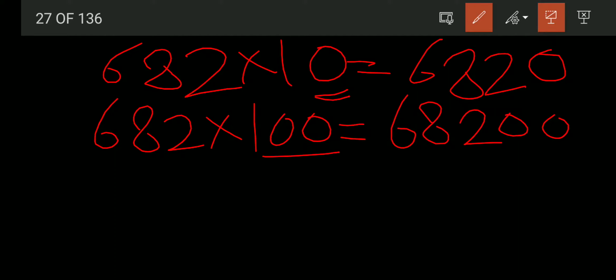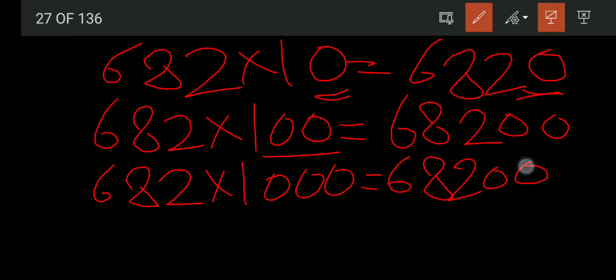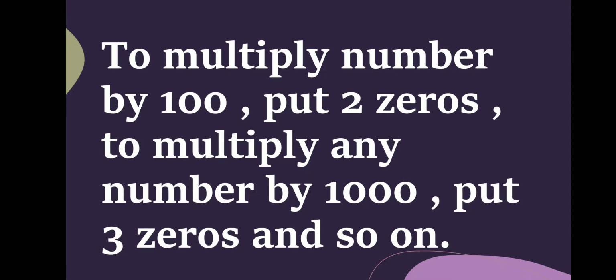A 0 is put on the right side of the number. So again, if you take 682 into 1000, so what would be the product? 682 and 3 zeros. These 3 zeros have been put here on the right side of the number. To multiply a number by 100, put 2 zeros. To multiply any number by 1000, put 3 zeros. To multiply by 10,000, put 4 zeros and so on.